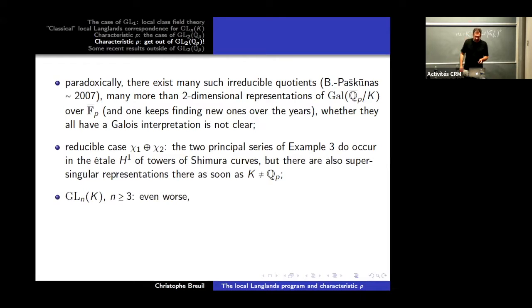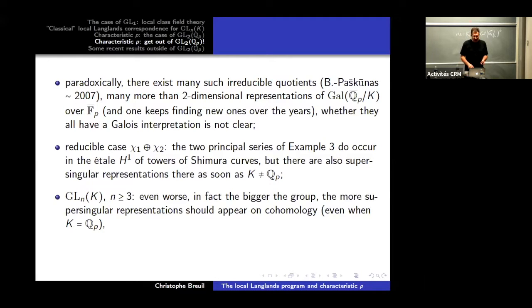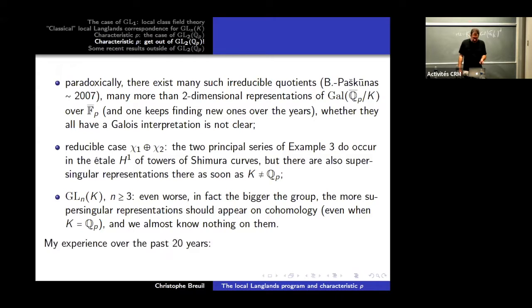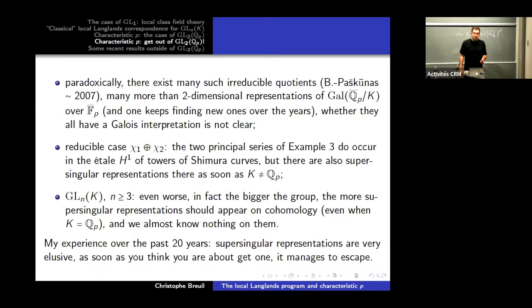And for GL_n(K) with n bigger than 3, it's even worse. A priori, we expect that more super... we know less, but we expect the worst. And we almost know nothing on the supersingulars. My experience over the past 20 years is that the supersingular representations are very elusive. As soon as you think you're about to get one, it manages to escape. And this is really in every aspect.